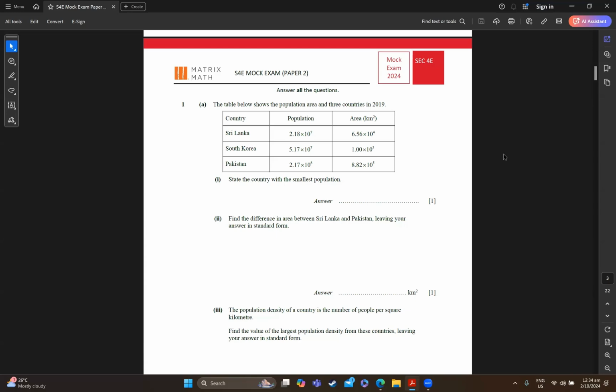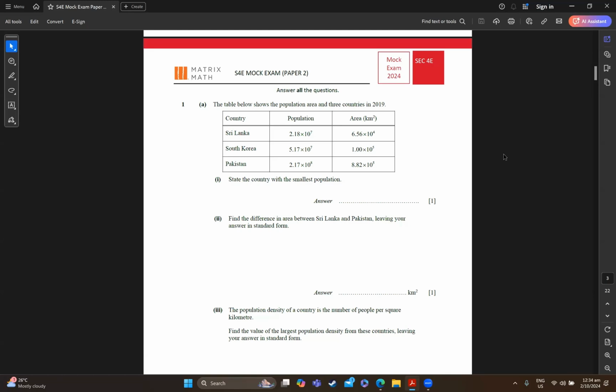Okay, Sec 4E mock exam paper 2. All right, question 1. State the country with the smallest population. So if you observe all the values, they're all 10 to the power 7. So just observe the number at the side. So Sri Lanka is the smallest one, okay?